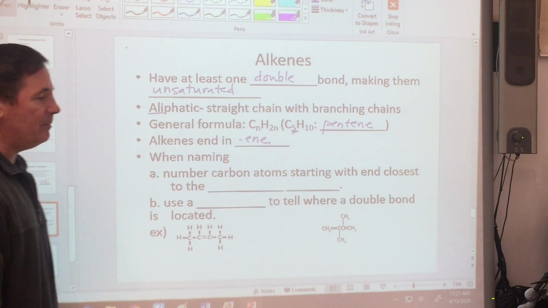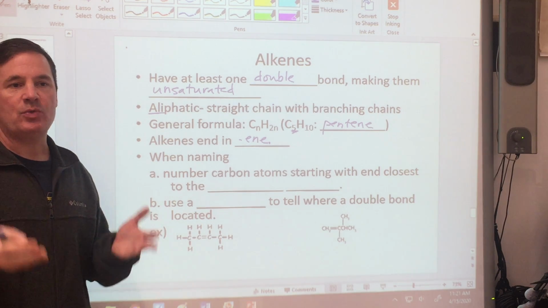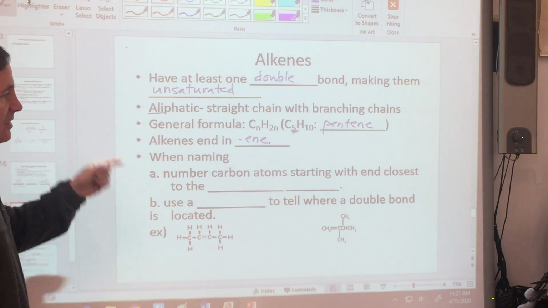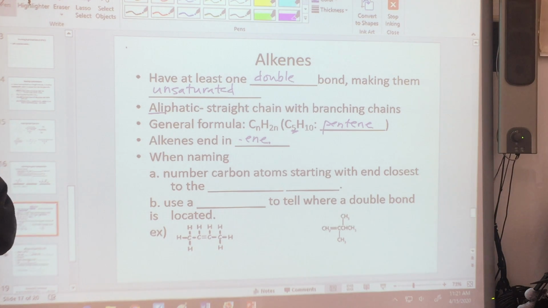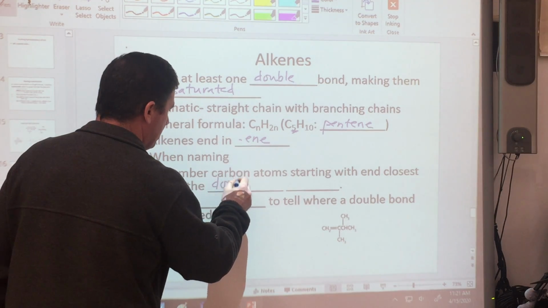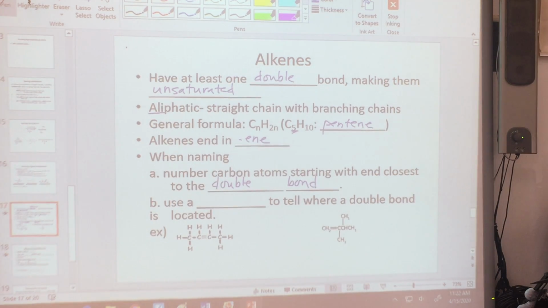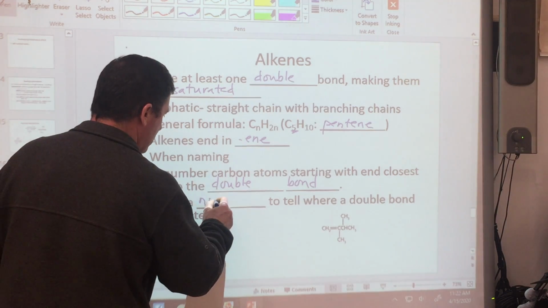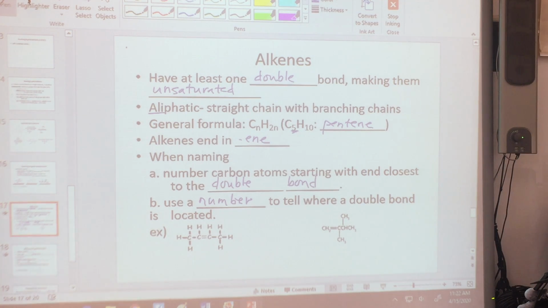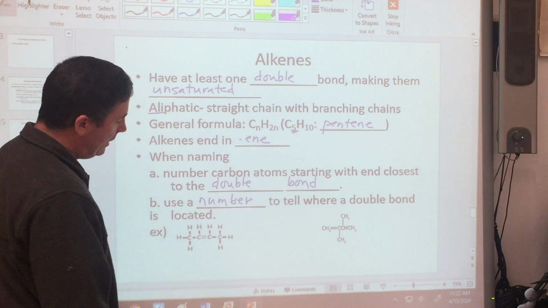So when you name them, it's slightly different. When we were talking about alkanes, we had to consider what the substituents were, and usually went by alphabetical order. Now, with alkenes and alkynes, it's going to be slightly different. You number the carbon atoms starting with the end closest to the double bond. And as always, we're going to do a lot of practice with that. The other thing that has changed here is we have to put a number telling where the double bond is. So, first thing I'm going to do is, how many carbons do I have here?